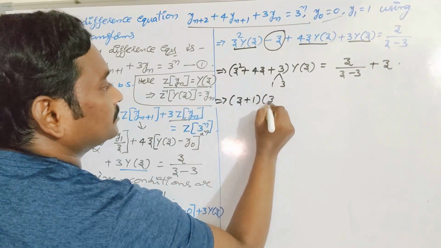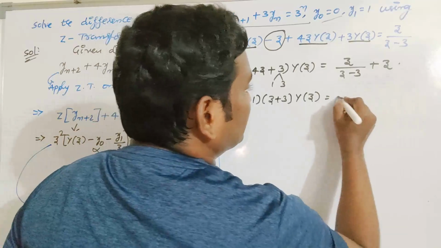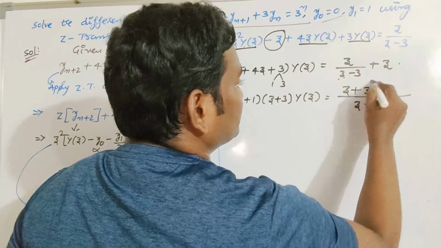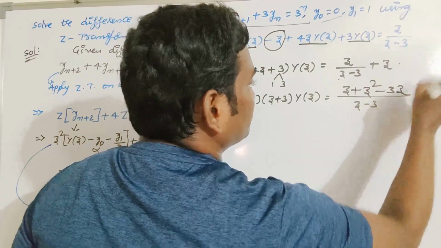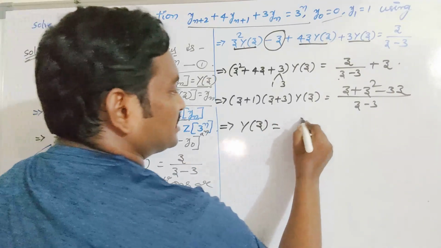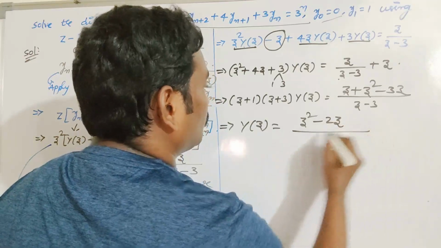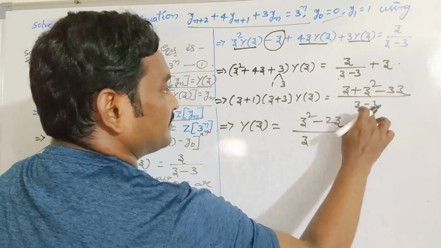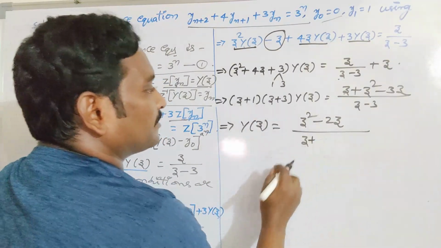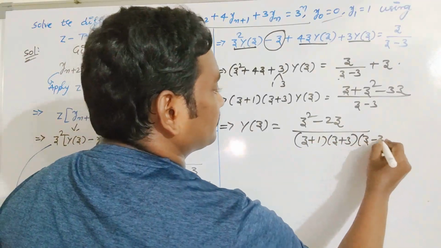z plus 1 into z plus 3 into y of z is equal to, taking the LCM on the right side, z minus 3 is the LCM. So small z into z is z square, minus 3 into z, 3z. We need the value of y of z. So the first term is z square in the numerator, z minus 3z is minus 2z, divided by z minus 3, already there, don't forget it. We are taking these two factors to the denominator of the right side: z plus 1 into z plus 3 into z minus 3.